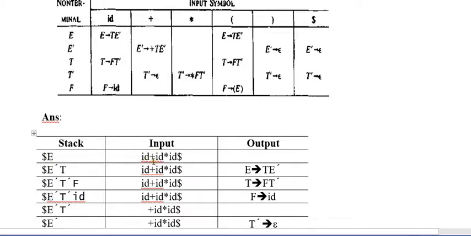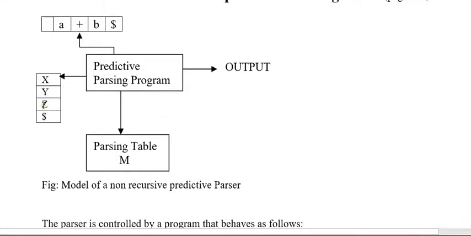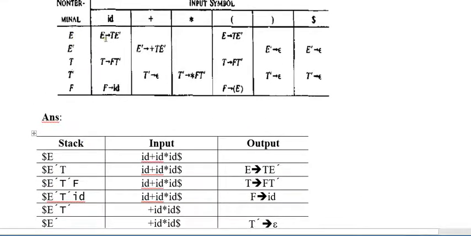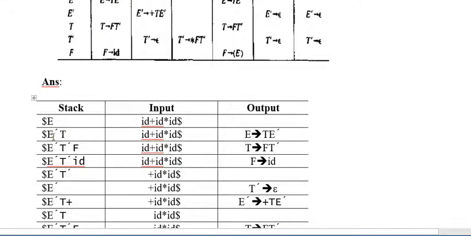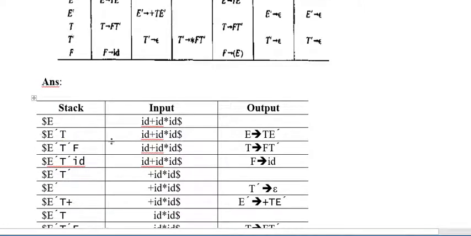The input symbols could be id plus id into id $, and output is null. In this section, first we have E, then the input is full and the table is generated, but the output is null. So moving on to the next step, here we can see E can be replaced by TE'. So here we do so. E is replaced by TE', but in the stack we need the last element first and the first element last. So we can write it like this, and the output we get is E tends to TE'.